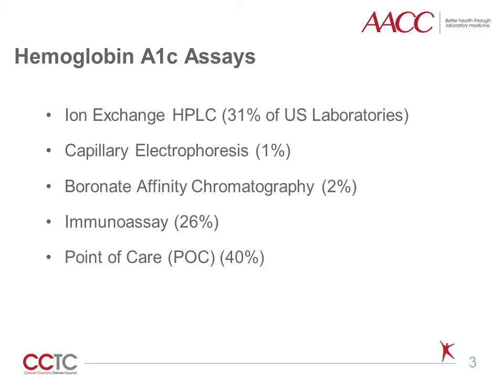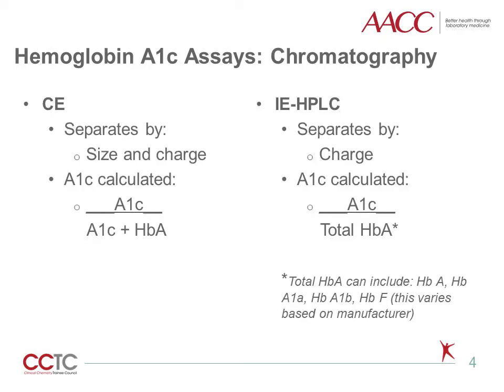There are several methodologies used across the country to analyze hemoglobin A1c values. According to proficiency testing documents in 2016, 31% of laboratories in the United States were using ion exchange HPLC as their methodology for running hemoglobin A1c analysis, while 1% were utilizing a relatively new methodology of capillary electrophoresis, or CE. Immunoassays and point-of-care devices still remain the predominant method for hemoglobin A1c analysis by 56% of laboratories due to their high throughput capacity and low technician time required. Let's take a closer look at these methodologies.